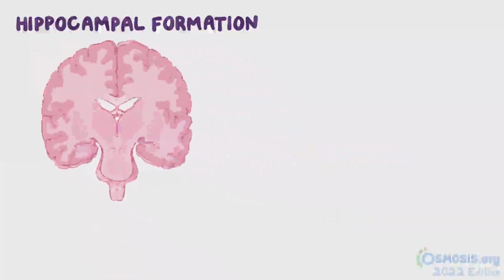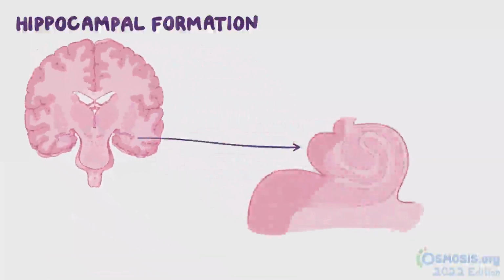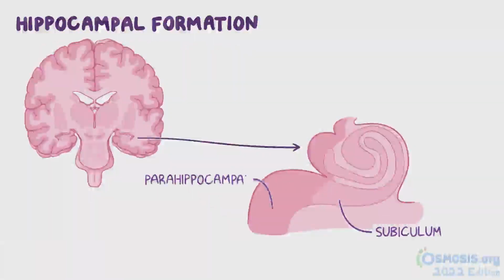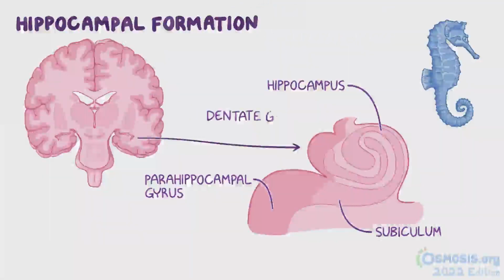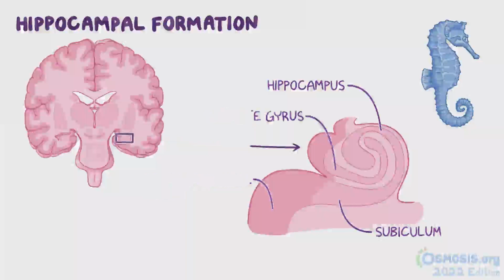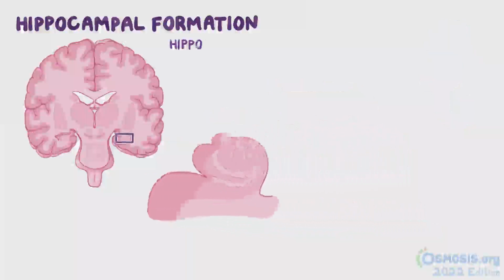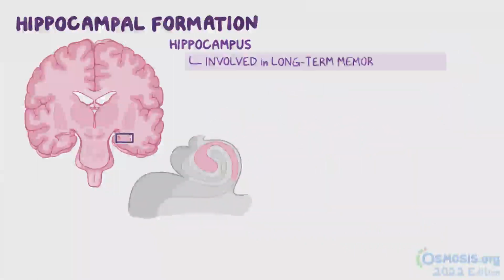The most inferior part of the hippocampal formation is the subiculum, and it is continuous caudally with the parahippocampal gyrus. The hippocampus, meaning seahorse in Latin, is so named as its contours resemble the shape of a seahorse. The dentate gyrus is contained within the hippocampus, just superior to the subiculum. The hippocampus is involved in long-term memory formation and helps decide what should be stored within the cerebral cortex as a memory.